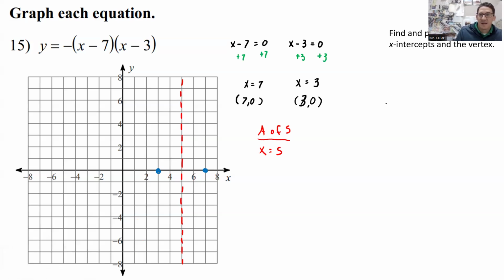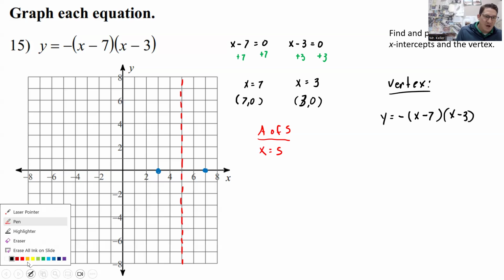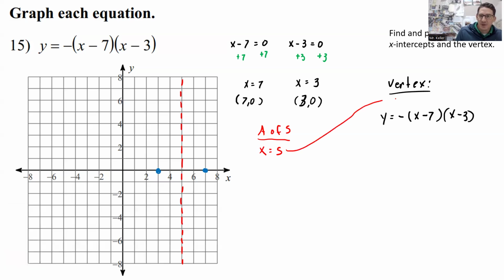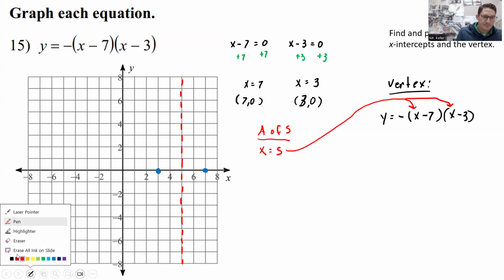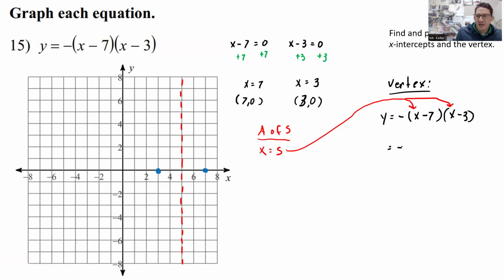So to find the vertex, it's the same thing that we did last time, where we start with our original equation, where it's going to be y is equal to, that negative out in front is going to be important, x minus 7, x minus 3. I'm going to put that value from the axis of symmetry in for x. So it's going to be negative, minus 7, minus 3, and I'm going to change those x's to 5.